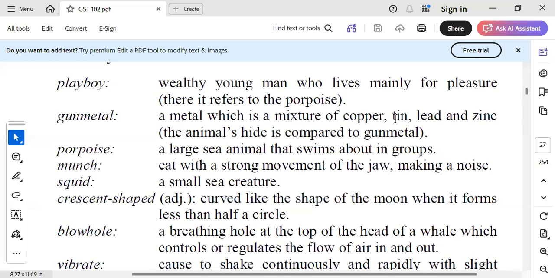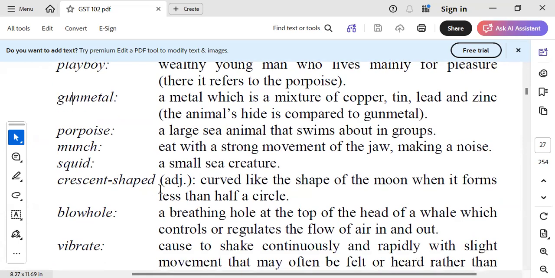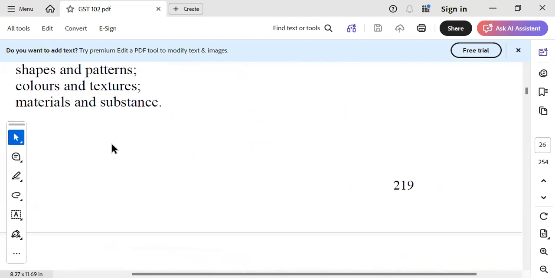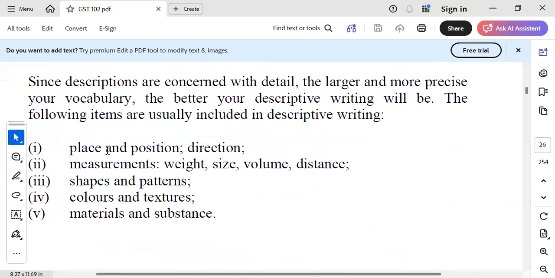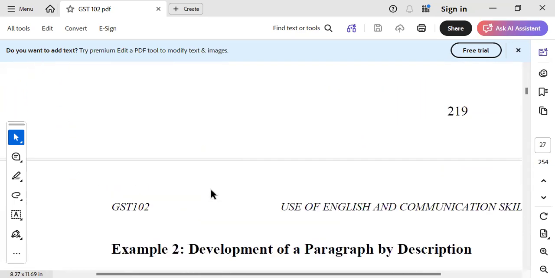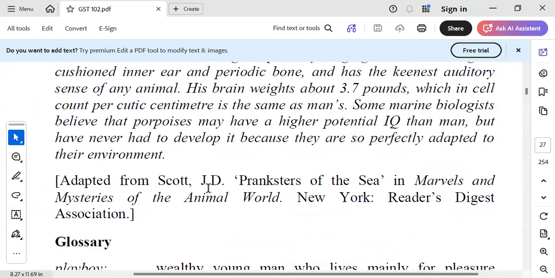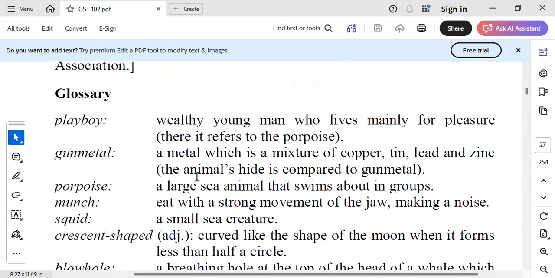Once you are eating, you are munching it. Now, squid, a small sea creature. Crescent shaped. Now you see that this example they gave us captured everything they said earlier under the things you can find in descriptive essays, like position, place, direction, measurement like weight, size, volume, distance, shapes and patterns, colors and textures, materials and substances. They used all of them. They exhausted all of them in this example. So this example was intentionally chosen for you guys.